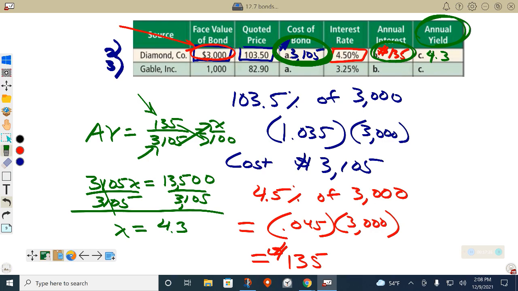So, again, find the cost of the bond for the Gable. Look, it's $1,000 face value. Find the cost. Find the annual interest, and then find the annual yield, A, B, and C. Bring me A, B, and C. Take your time. Bring it to me in the back. I'll give you a thumbs up. Go do your trades for the day, and then do your DMT. Have a great day.